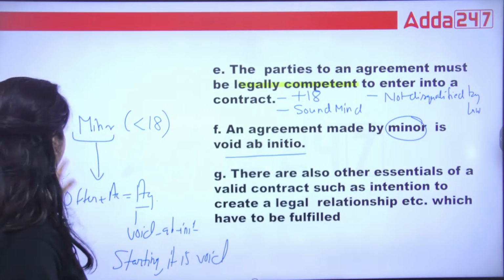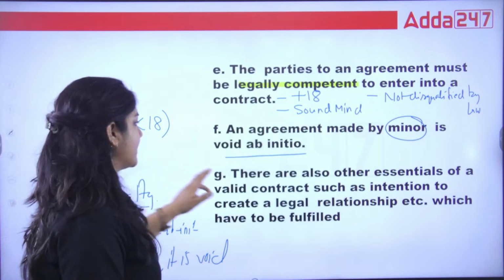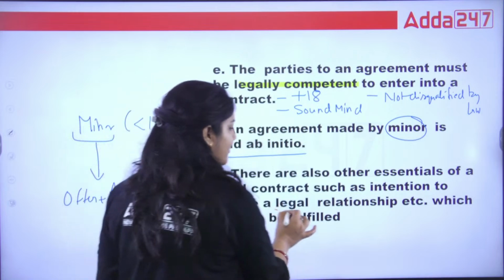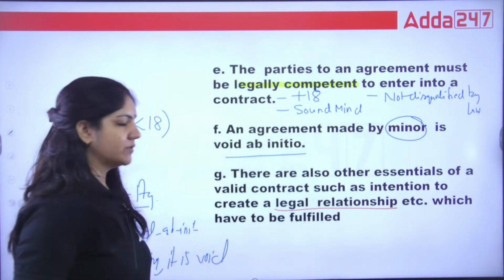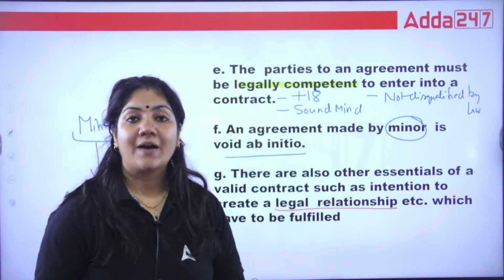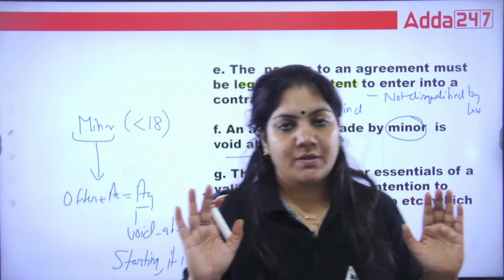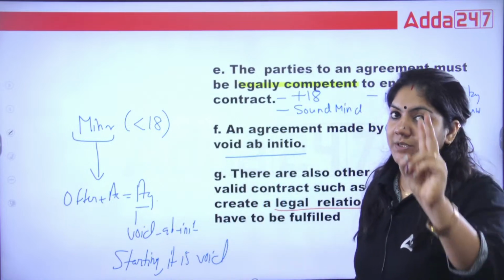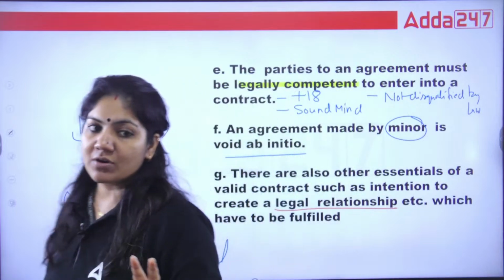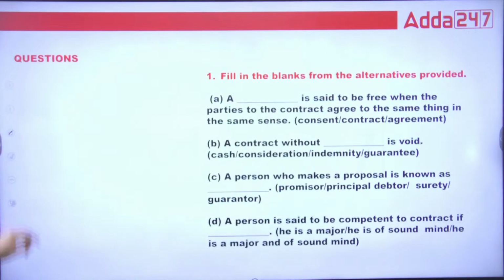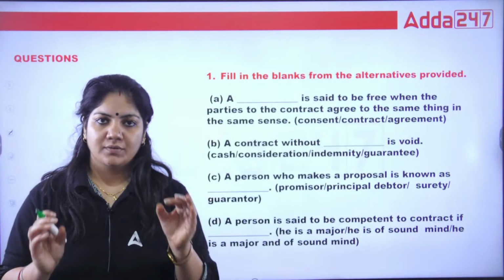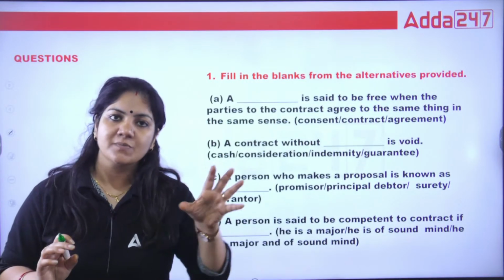That's it. Next, there are also other essential elements of valid contracts, such as the intention to create a legal relationship, which has to be fulfilled. It means in the contract a legal relationship has to be created between two persons, and in every contract there must be two parties, because one person cannot make a contract with themselves. So class, that's it. We have done the crux of the Indian Contract Act, the general principles of contract.